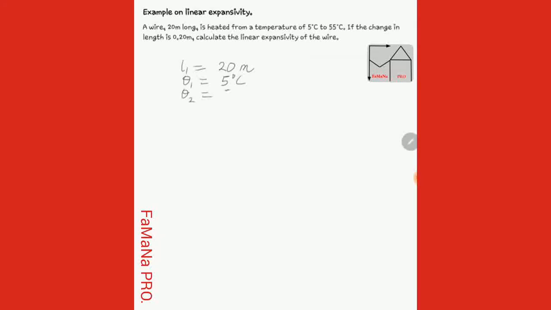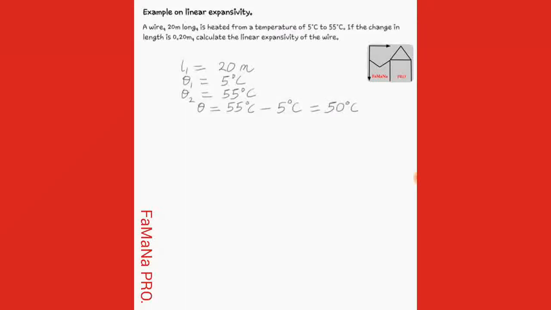temperature of 55 degrees Celsius, so that our change in temperature will be 55 degrees Celsius minus 5 degrees Celsius. So 55 minus 5 will give us 50, and so we have 50 degrees Celsius. You will get the same answer in Kelvin, that is 50 Kelvin if you had worked in Kelvin.